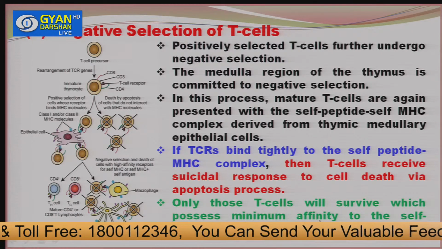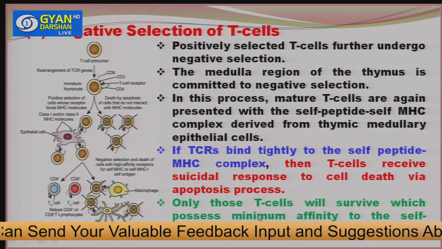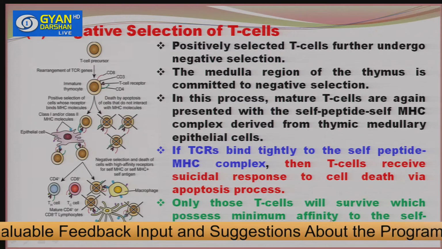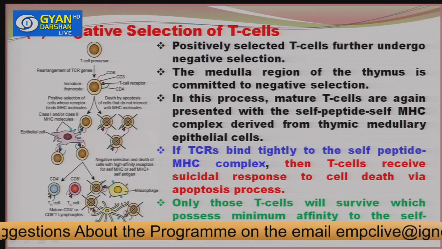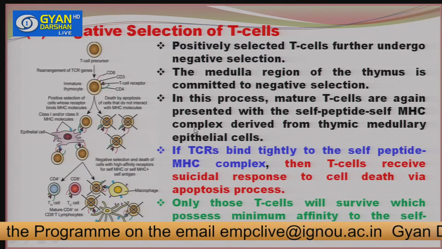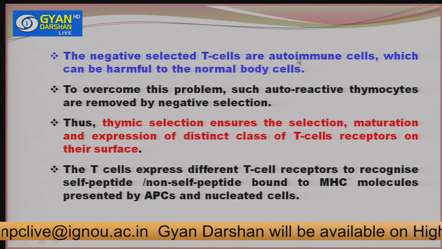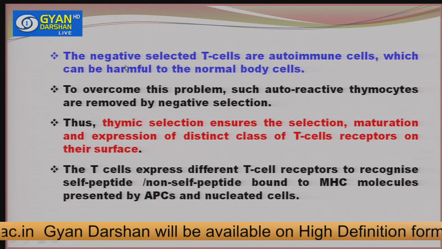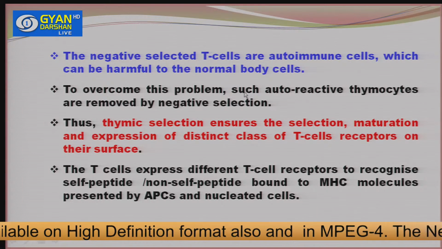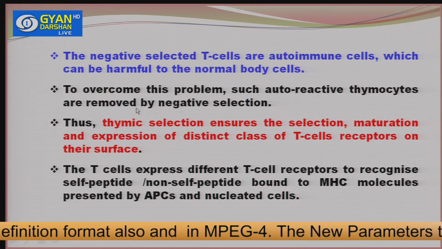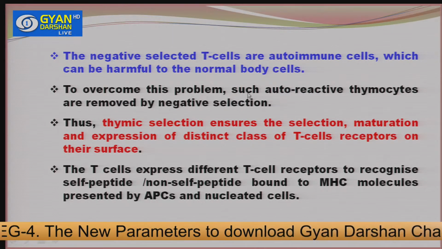If affinity is the maximum, they will go to the apoptosis process, and here there is minimal affinity to the self peptide and self MHC molecules. So that is known as the negative selection of the T cell. Negative selection removes autoimmune cells, which can be harmful to the normal body cells. To overcome this problem, such autoreactive thymocytes are removed by negative selection. Here is a very important process.